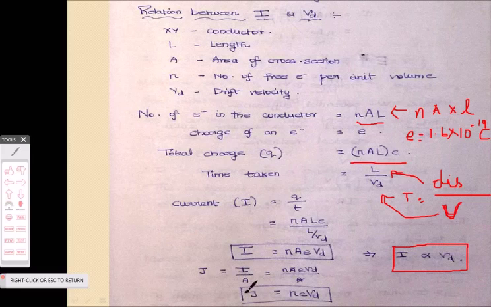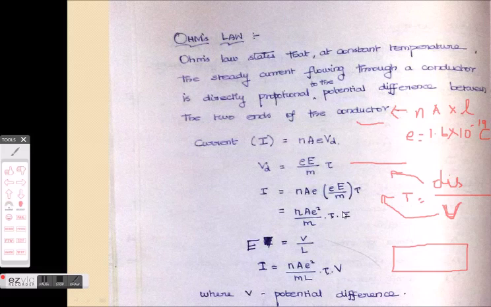So J is equal to I by A. So this A and this A get cancelled. So J is equal to neVd.